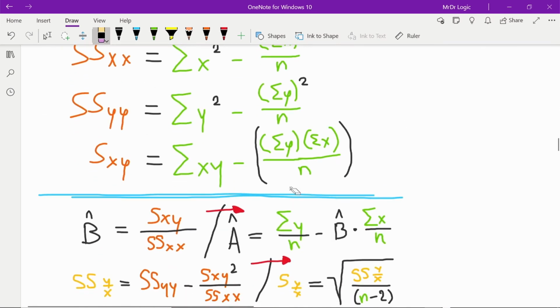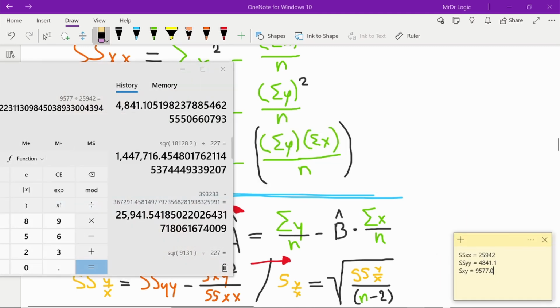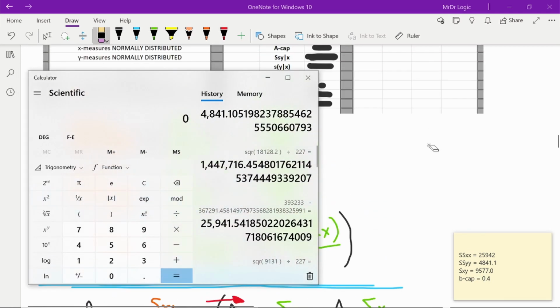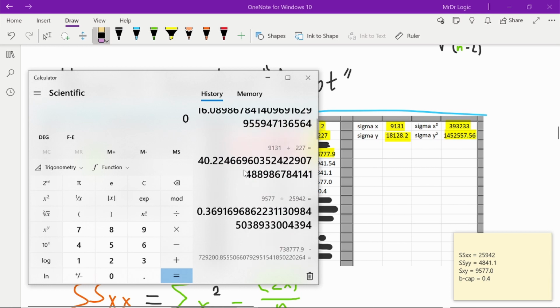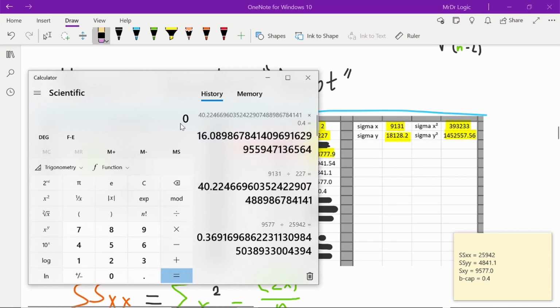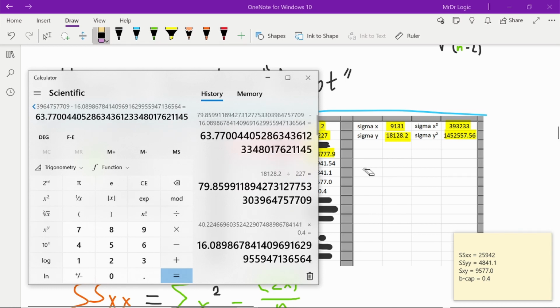Now let's do the A. Now the A is a little bit trickier, but it does require the B. So what's the B cap? We got the B cap is equal to 0.4. We're going to leave it like that. And so what we're going to literally do is go up here: 13 divided by 227 times 0.4. We're going to remember that number. Okay, and then we're going to do sigma y, 282 divided by 227 minus.